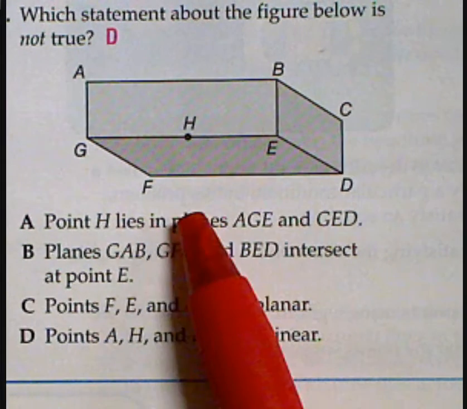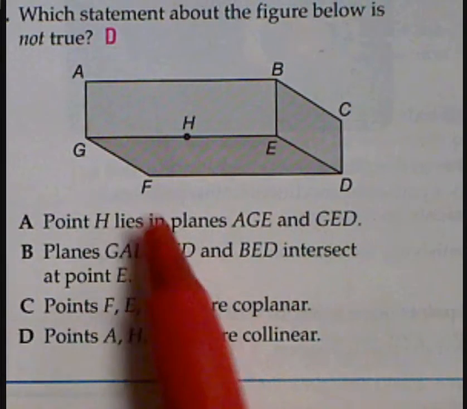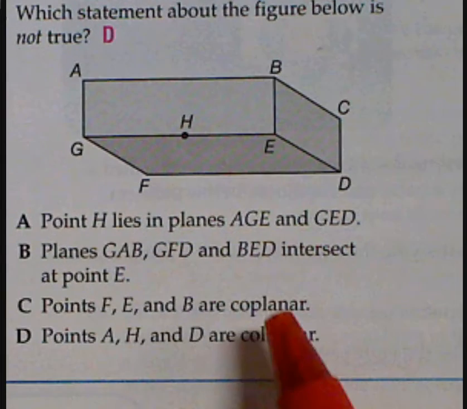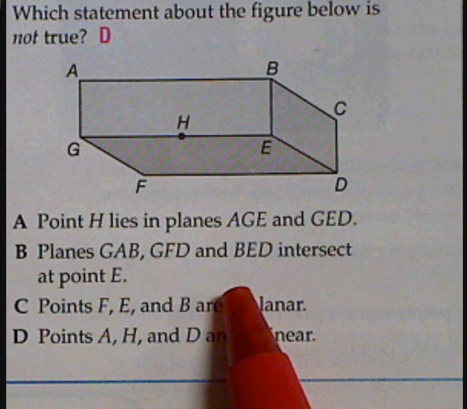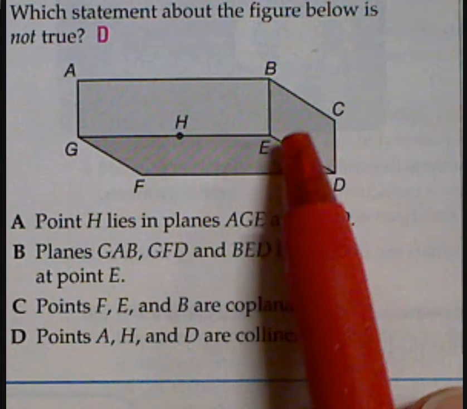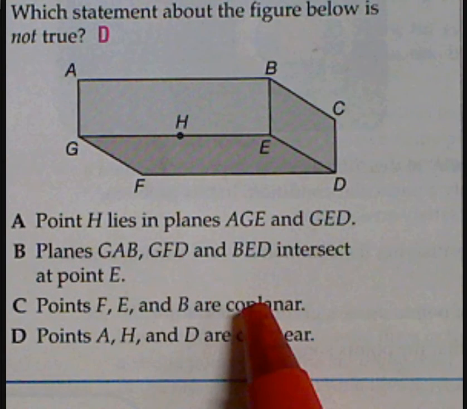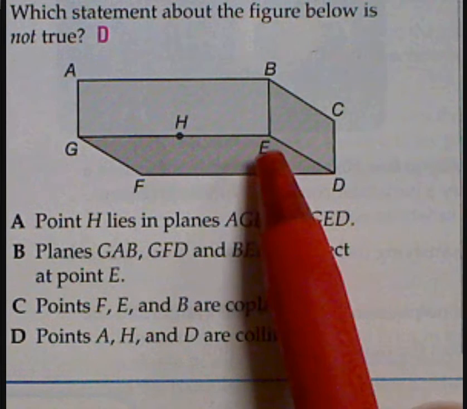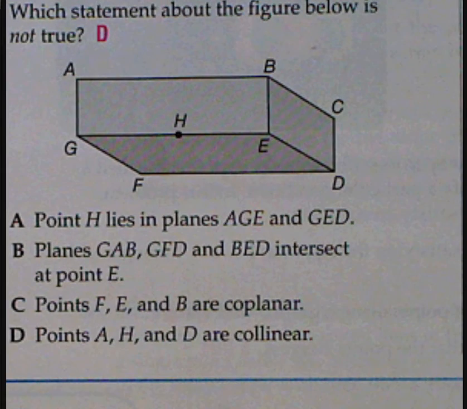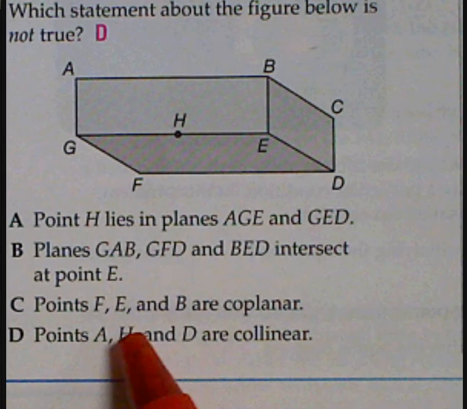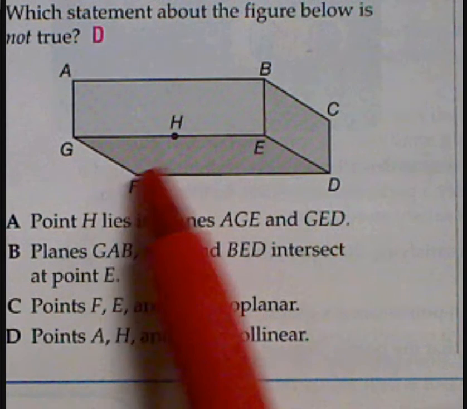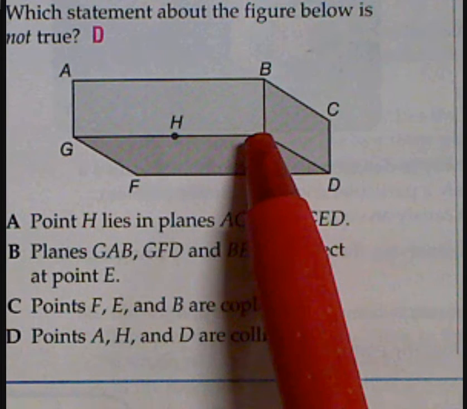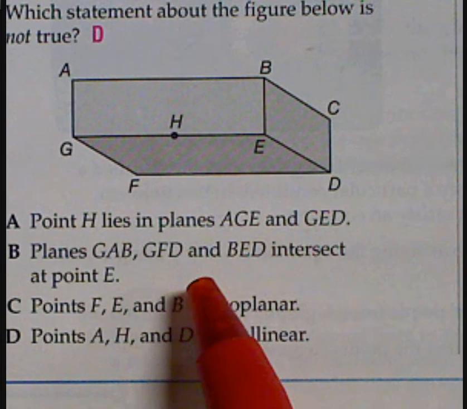That's correct. Planes GAB, GFD, and BED intersect at point E. Well, that's correct as well. Points FEB are coplanar.